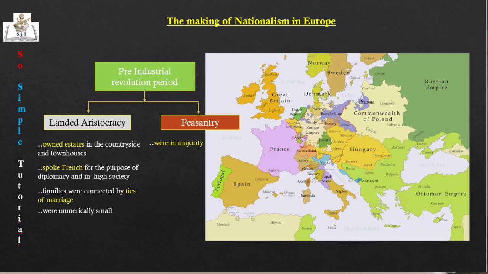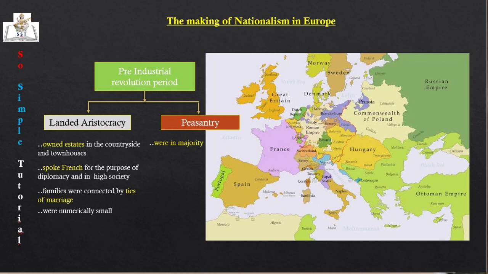Let us now see the social and political composition of population in Europe in this period. Basically, there were two groups. First, the aristocracy and the second, the peasantry. Aristocracy was a dominant class, powerful class. They were mainly the owners of land, that is why landed aristocracy. They owned estates in the countryside and town houses. They used to speak French for purposes of diplomacy and high society. Their families were often connected by ties of marriage. This group was, however, small.